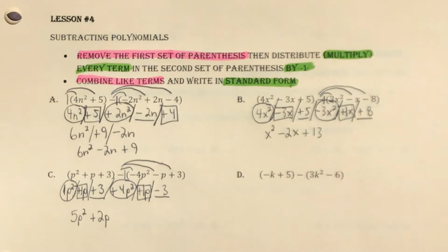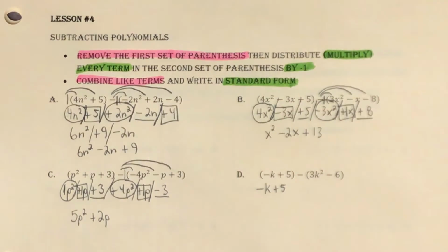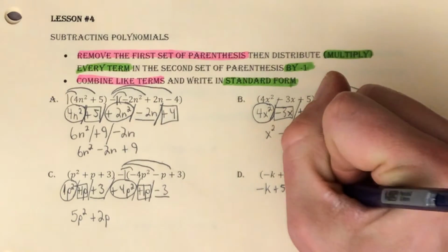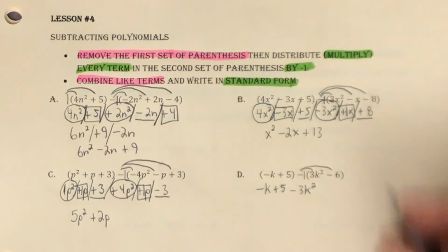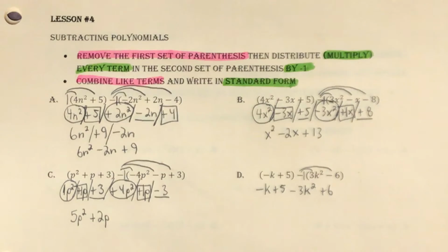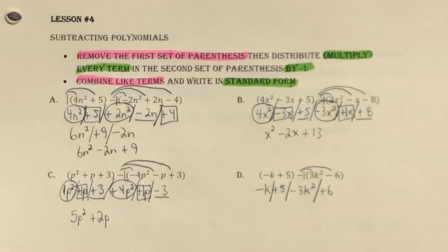So D says negative k plus 5 minus the polynomial of 3k squared minus 6. So again, bring down the first parentheses exactly as it is without the parentheses. So negative k plus 5. Then multiply the second parentheses by the negative 1 out in front. So that makes that negative 3k squared, and then positive 6, because negative 1 times negative 6 is positive 6. Now I need to divide up my terms, so anywhere I see a plus or a minus, I divide those terms up. Then I need to, from there, start combining like terms.